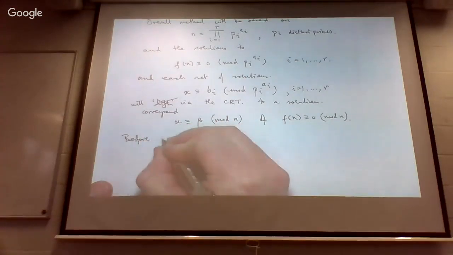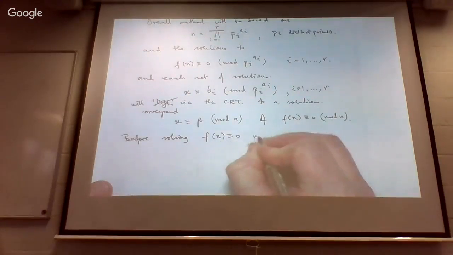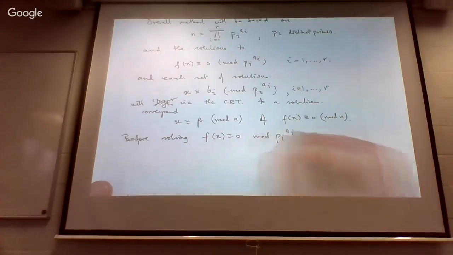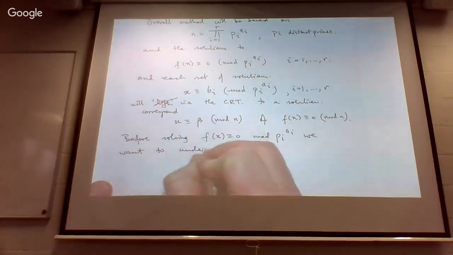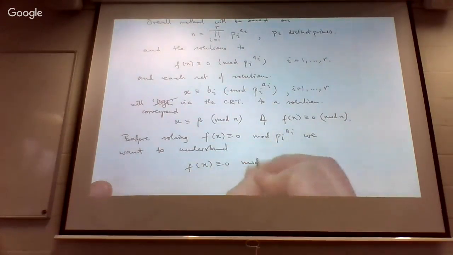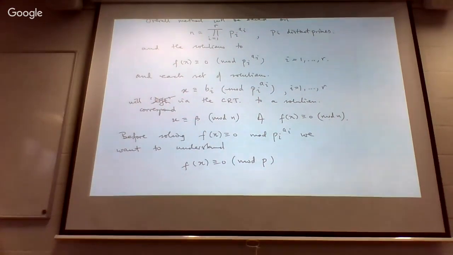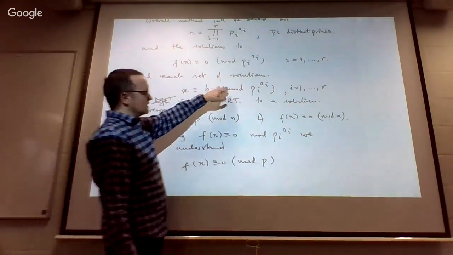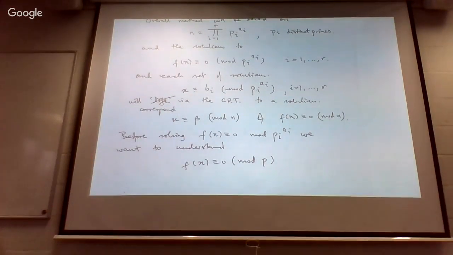But before solving these kinds of problems, f(x) congruent to 0 modulo p_i to the a_i, we want to understand the simplest case of it. f(x) congruent to 0 modulo a prime p. It's just modulo a single prime. In general, we're going to have to be able to solve modulo a prime to some power, but the simplest, initial case of that would be this kind of thing. So this is what we're going to look at today.